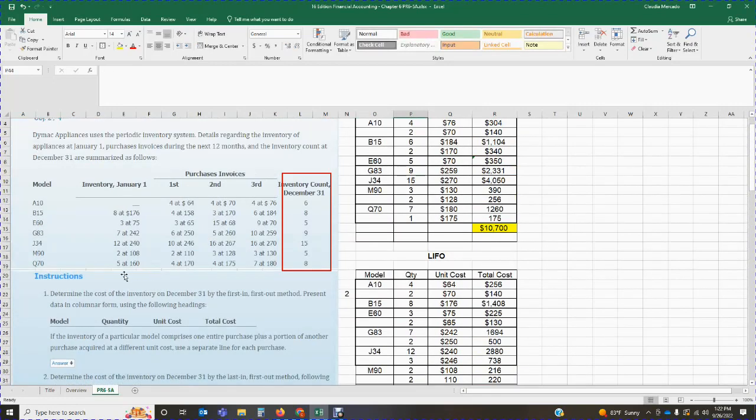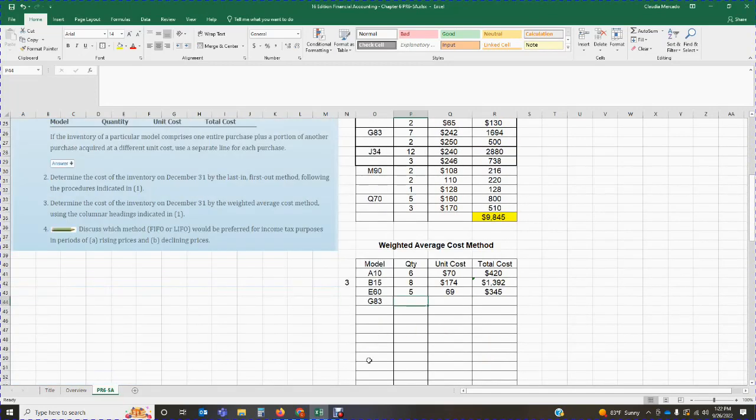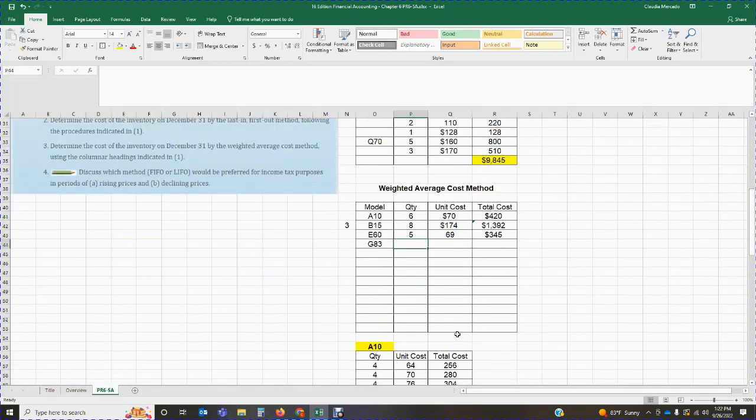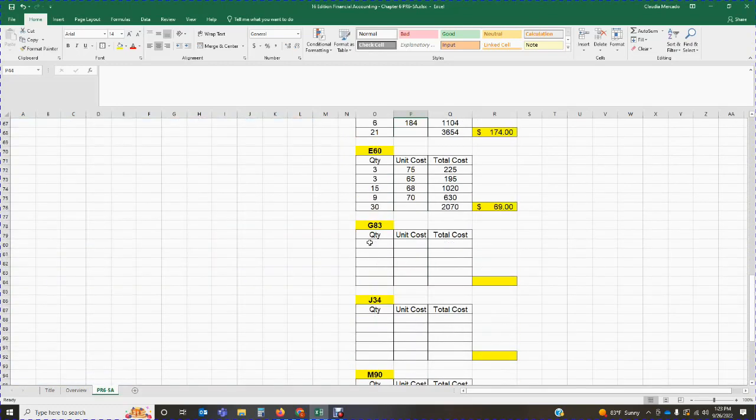For D83, we have 9 units remaining, and remember, we keep the oldest units. So those 9 are composed firstly of those 7 at 242, then 2 at 250. So let's look at that. We have 7 units at 242. We have 6 units at 250. We have 5 units at 260.